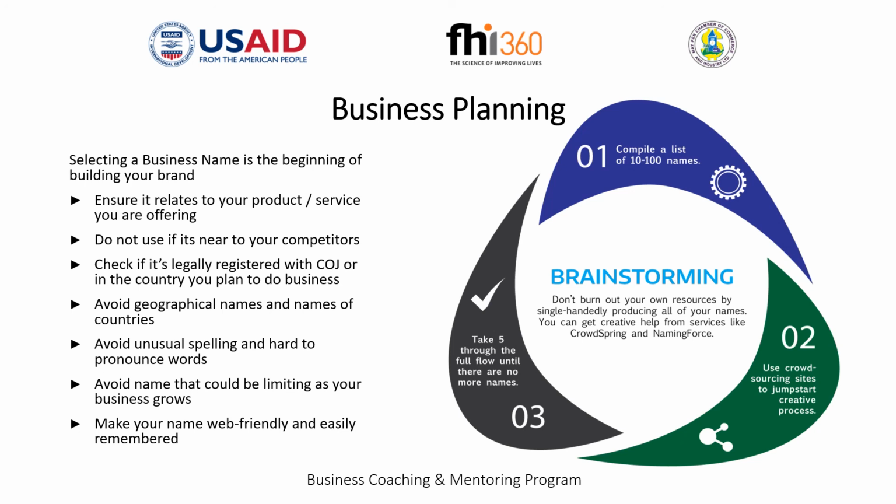Now you need to check if it's legally registered with the Companies Office of Jamaica, or if you're planning to do business in any other country. An important part of operating a business is that you register the business. So you have to check that the name is available. At the Companies Office, you can check this online. You can check if your business name is available online, and they will also tell you if it's available for you to use. They will show you all the other names that are close to your name, and they let you know if it is available for you to use, so you can check that. Avoid geographical names and names of countries.